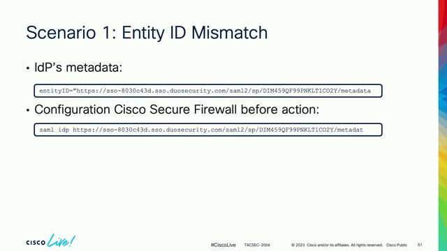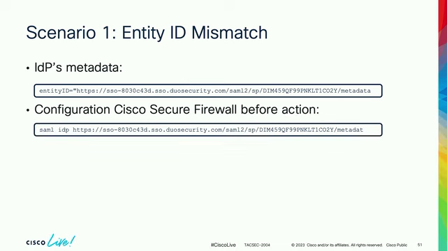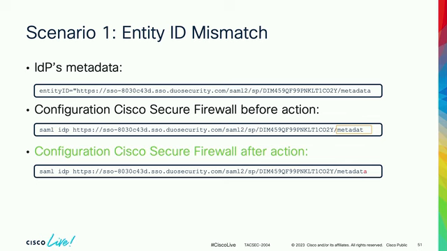OK. So in this example, are you able to determine what's the issue here? Yeah, correct. So someone else missed out the A. And the action that we'll need to do is to configure again the entity ID on the single sign-on server settings on the firewall. After we perform this action on the FMC and deploy the configuration, we are able to authenticate successfully.